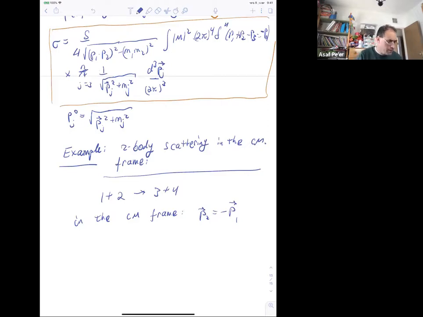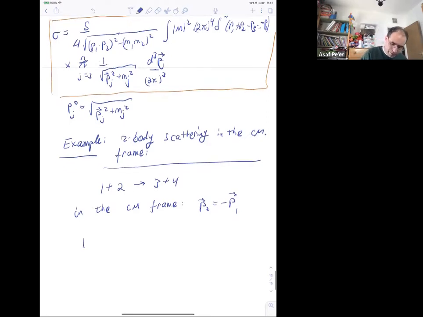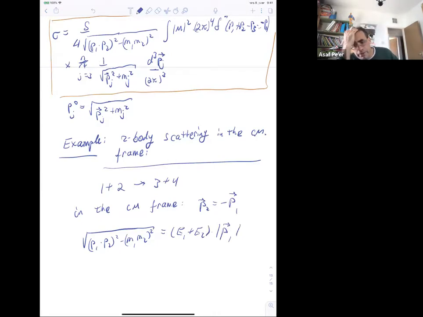So that's the square root of (P1 dot P2) squared minus (M1 M2) squared, which is just E1 plus E2 times the magnitude of P1. Simple direct substitution would give it. I just did it, just do it.